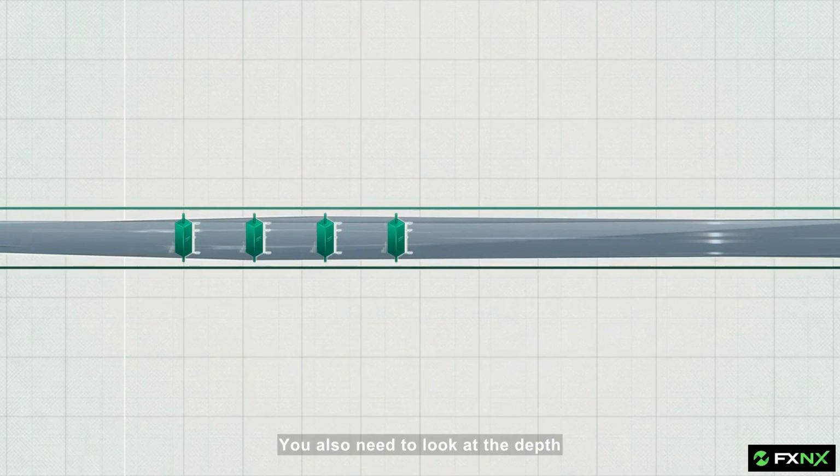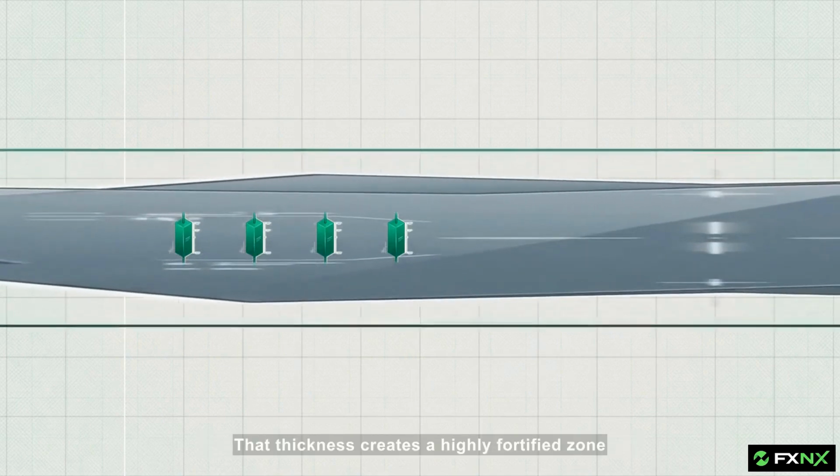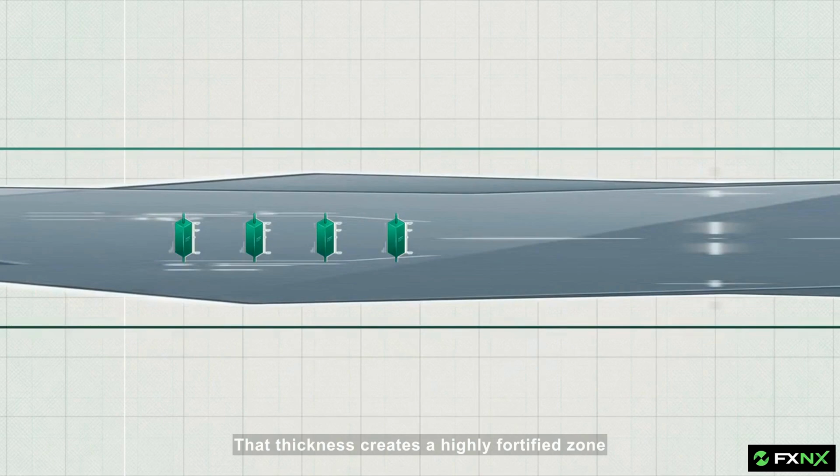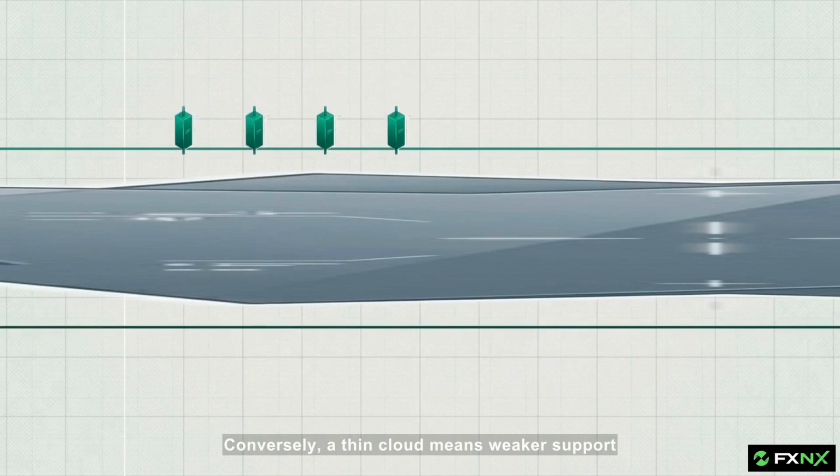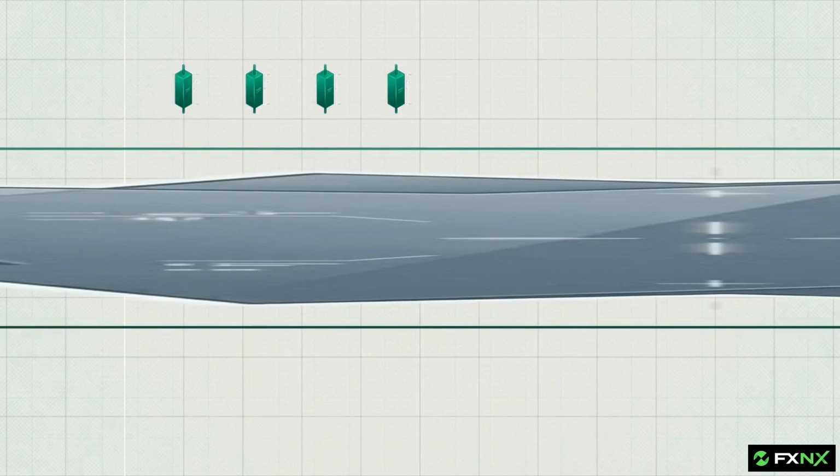You also need to look at the depth of the cloud. A thick Kumo indicates strong historical price action. That thickness creates a highly fortified zone that price struggles to break. Conversely, a thin cloud means weaker support and lower volatility.